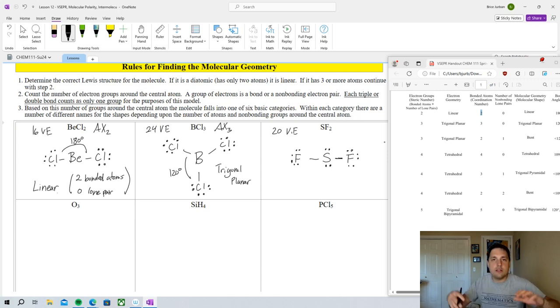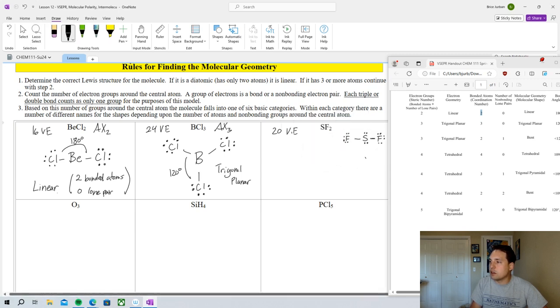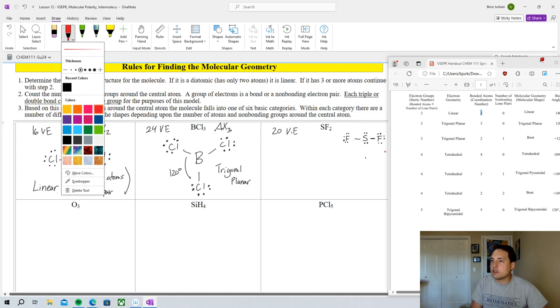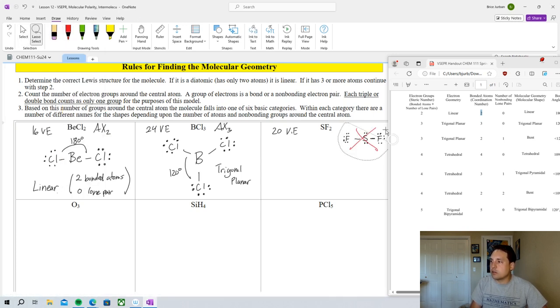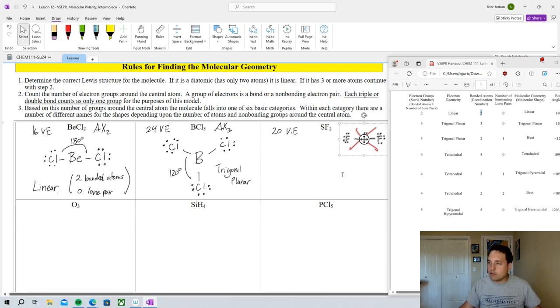these lone pairs are going to influence the geometry of the shape of this molecule to make it a bent molecular shape. So 2 bonded atoms and 2 lone pairs make this the wrong way to draw this. So I'll just put this in the corner and say this is not right. And we'll fix that.